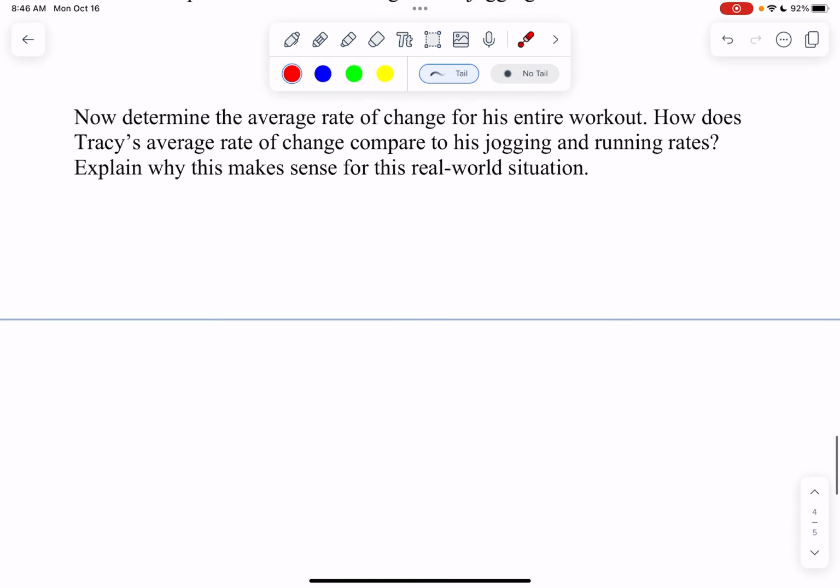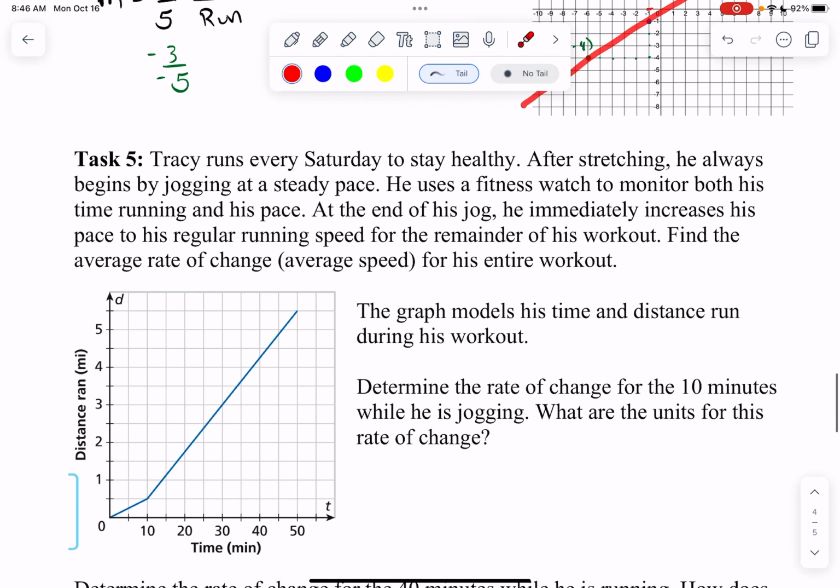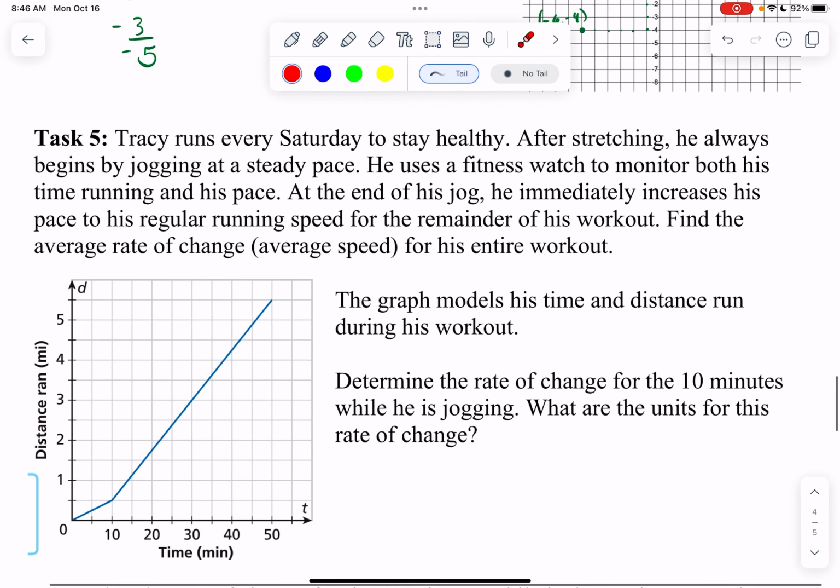All right, now let's do some problem solving. Here we have Tracy. Tracy runs every Saturday to stay healthy. After stretching, he always begins by jogging at a steady pace. He uses a fitness watch to monitor both his time running and his pace. At the end of his jog, he immediately increases his pace to a regular running speed for the remainder of his workout. Find the average rate of change, or average speed, for his entire workout.